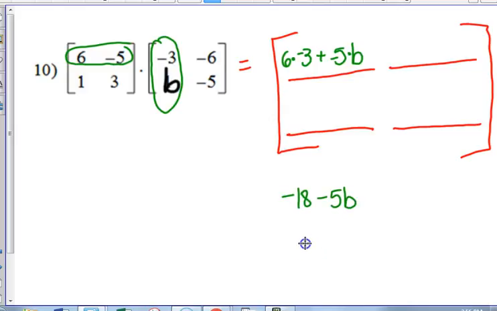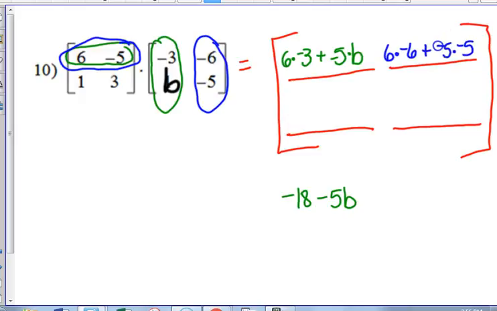All right? Color coding. What's this one up here going to be? What am I multiplying? Row 1 in blue times, this time it's in column 2, so I'm multiplying by column 2. 6 times negative 6 plus negative 5 times negative 5 is negative 36 plus positive 25 is negative 11 maybe.